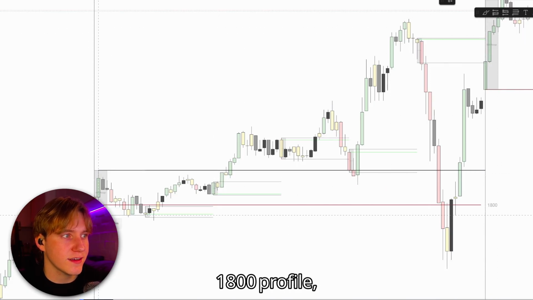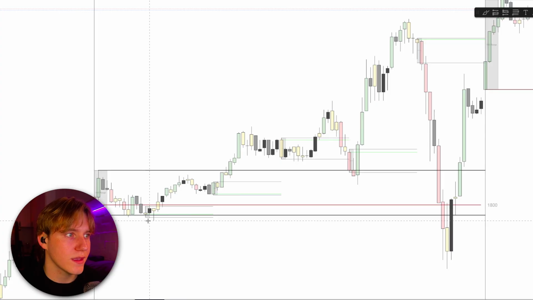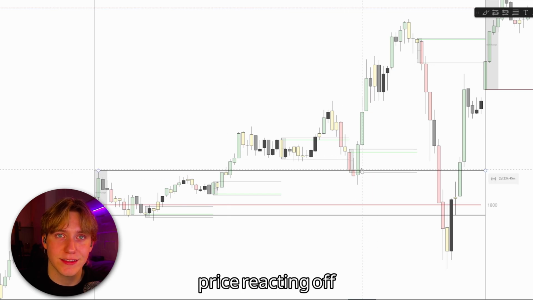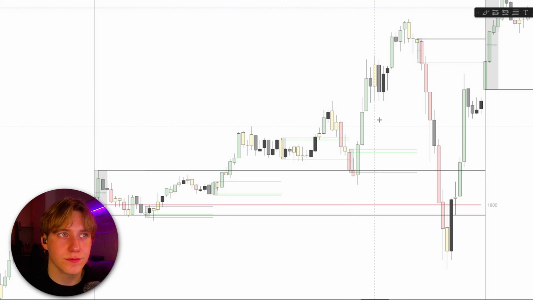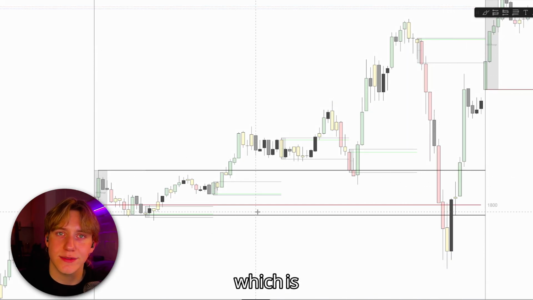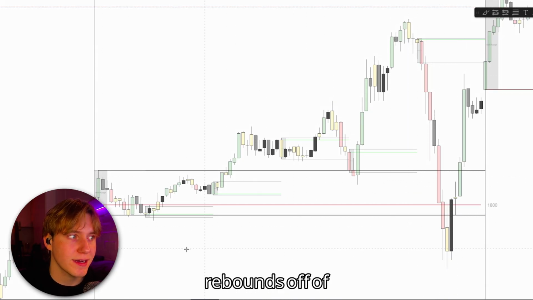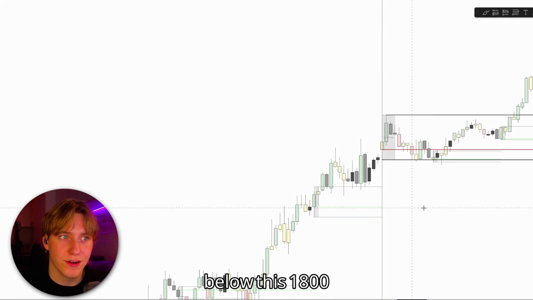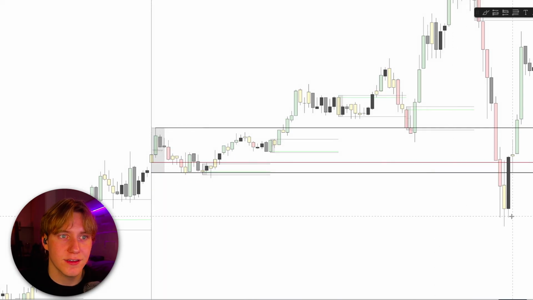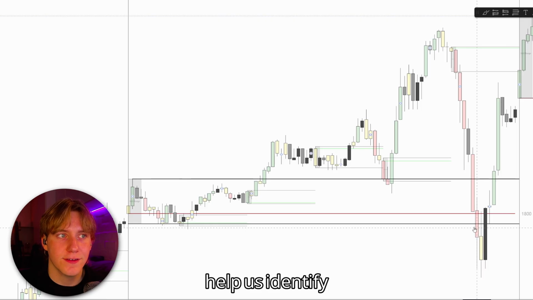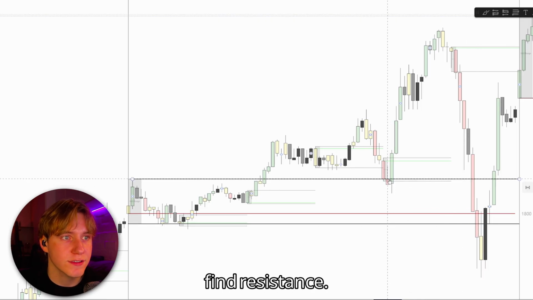You can see from this 1800 profile, price failed to close below this profile and then found its way closing on the other side. We then had price reacting off of this profile, trading higher, price all the way coming back to that drawn liquidity, which is going to be the 1800, finding a rebound off of a previous MCR below this 1800. And then continued higher. So these ranges are going to help us identify where price can reverse or find resistance.